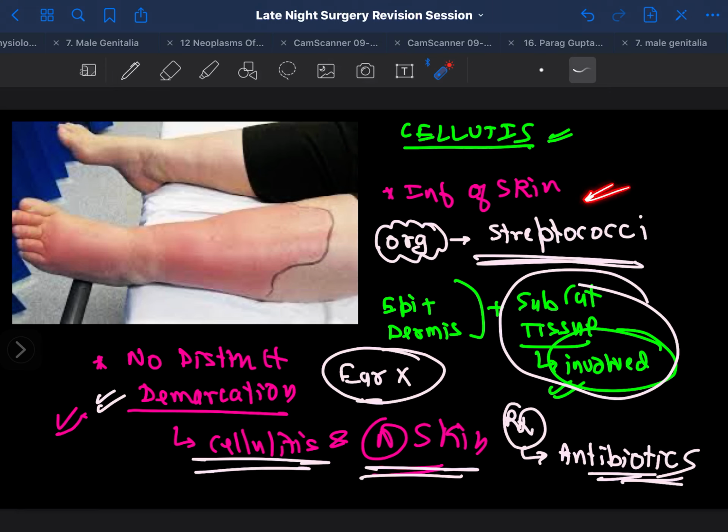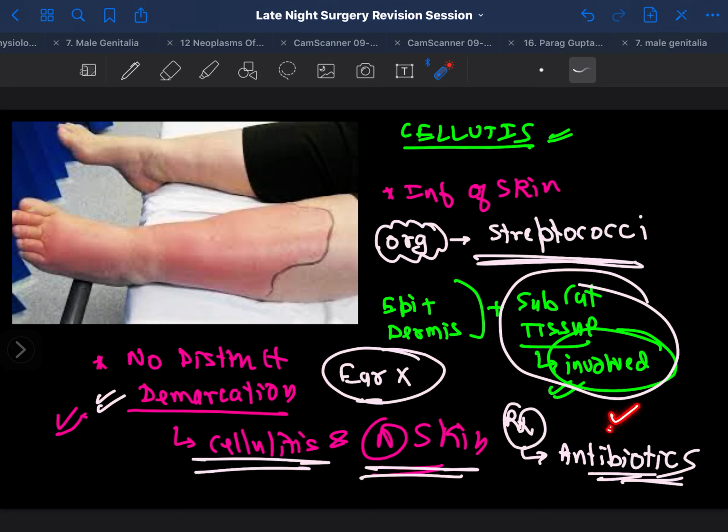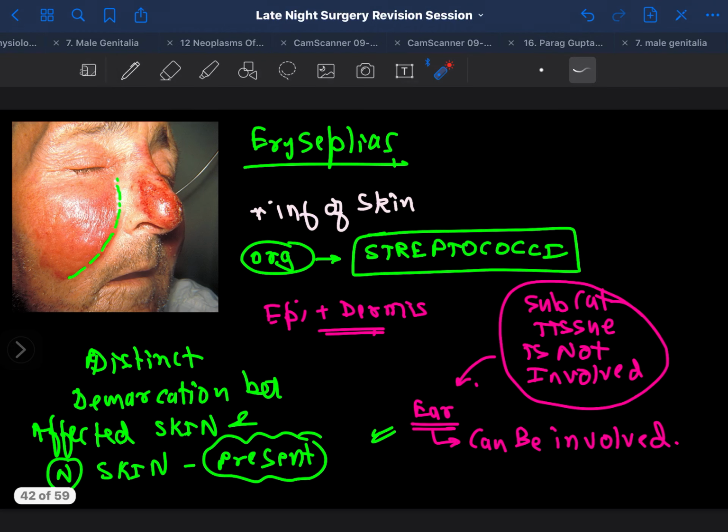Then I talked to you about cellulitis. Nothing great about it. It's an infection of the skin caused by the streptococci. It involves the subcutaneous tissue as well, and that is why it doesn't involve the ears. The point is, there is no distinct demarcation between the normal and the abnormal skin, and you have to go in for an antibiotic treatment. Okay, so this is a short topic of cellulitis.